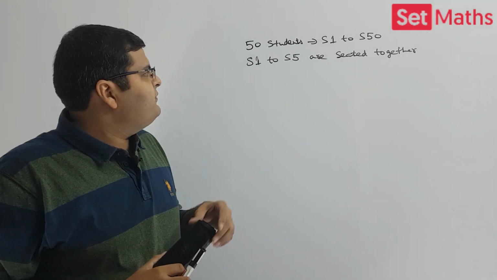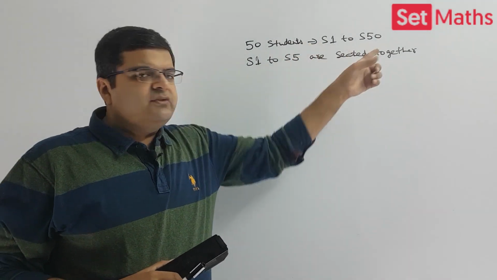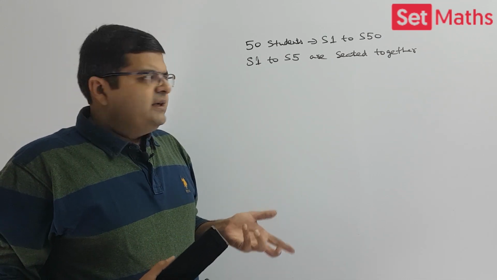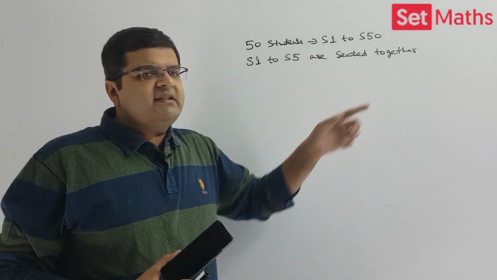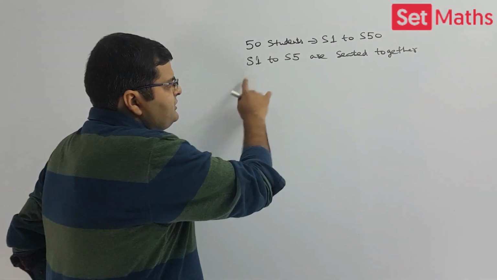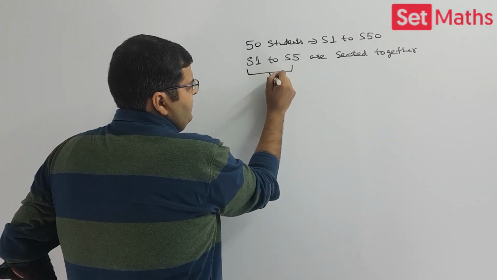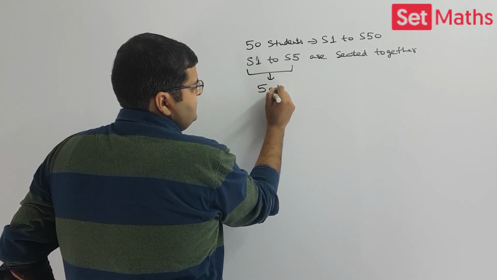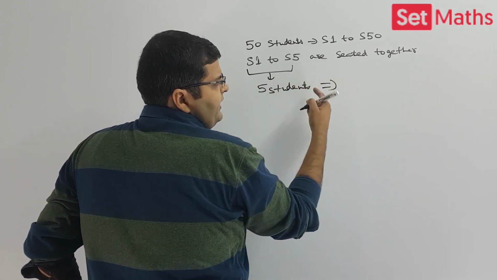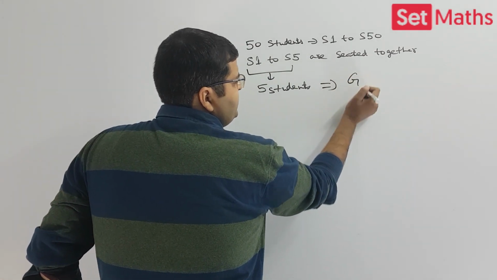Okay, so here there are 50 students in a class, S1 to S50. They have to be seated on 50 chairs such that S1 to S5 are seated together. We have to find the number of ways to do this. So S1 to S5, these are 5 students. We can assume them to be of group G.